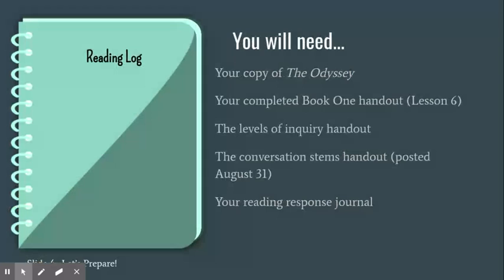To complete this lesson, you will need your copy of the Odyssey, your completed Book 1 handout that was posted back in Lesson 6, the Levels of Inquiry handout posted in this lesson, the Conversation Stems handout posted back on August 31st with the Lesson 1 material for Fahrenheit 451, and your reading response journal that's attached to this lesson.